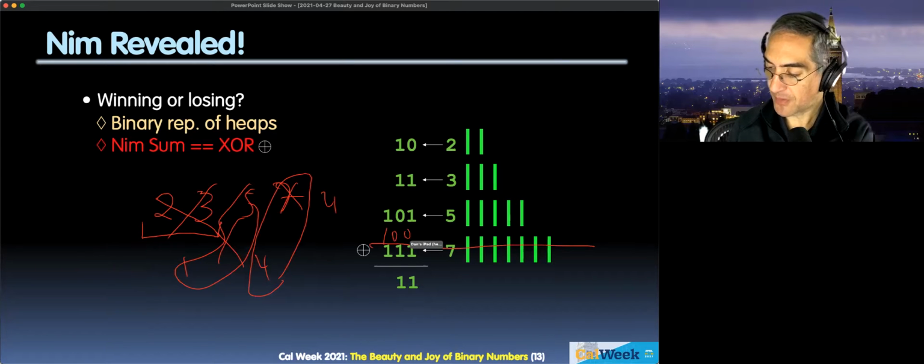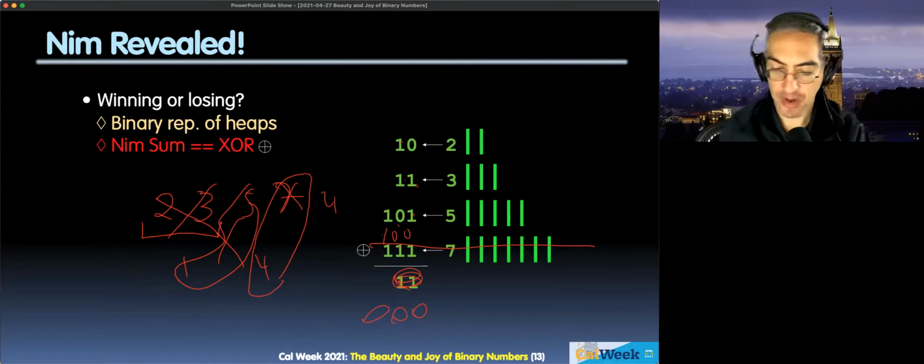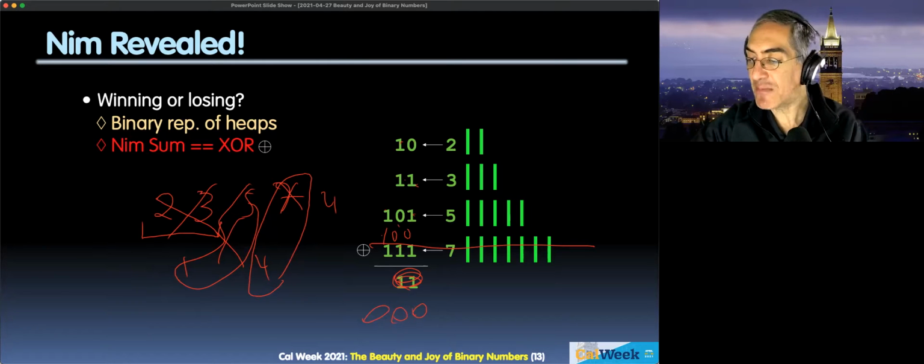100. Let's do it again. 0, 1, 1, 0, 0. 1, 1, 0, 0, 0. 1, 1, 0. See? So you can kind of take pairs and get a number, which is kind of a cool thing. Anyway, that's the game of Nim.